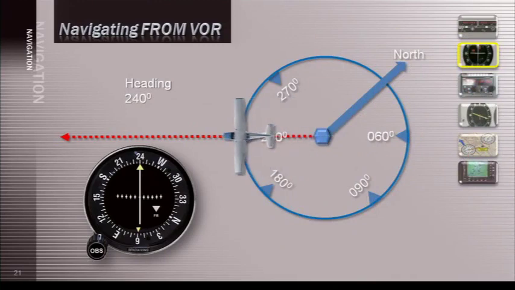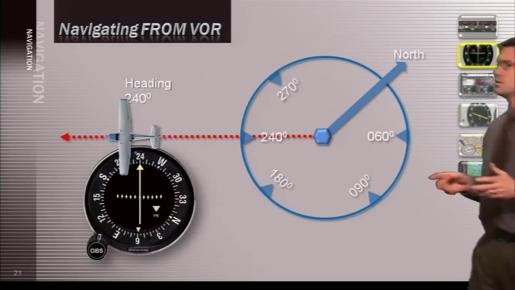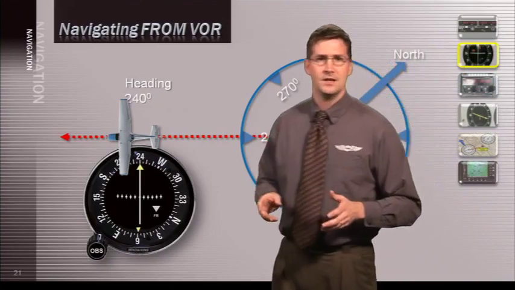If we fly 240 degrees and we have 240 set in the VOR indicator with the needle centered, we are flying out directly over the 240-degree radial from the VOR station. Your compass heading should match this 240-degree radial as well. This animation illustrates intercepting and following the CDI needle.